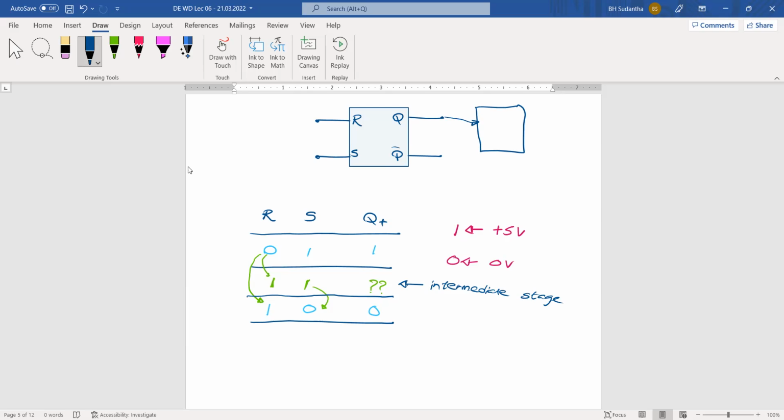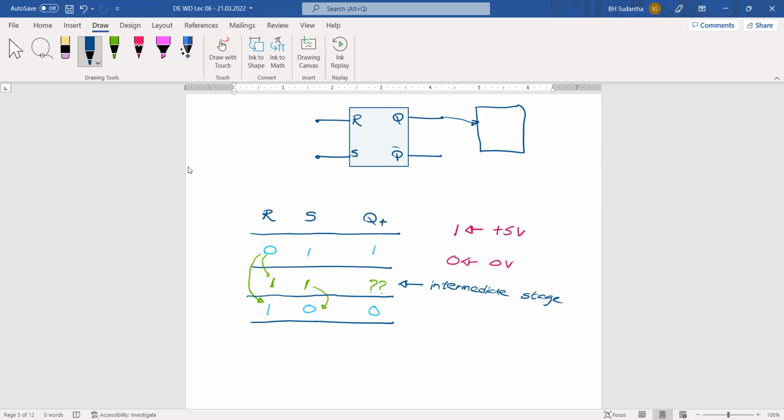To avoid these intermediate stages, what we have to do is, if it is possible to change these R and S values simultaneously, at the same time, these intermediate stages will not be created. These intermediate stages will not be there if you change these values at the same time. But the problem is that we can't change these values simultaneously.